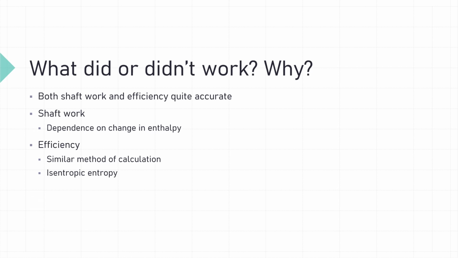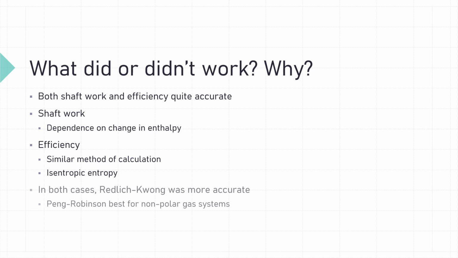In terms of efficiency, again, there was a similar method of calculation. This time, the calculation for the efficiency relied on the isentropic entropy for both of the calculations in the report and what we did. However, in both cases, we saw that the Redlich-Kwong equation of state gave slightly more accurate answers, and that the percent error was slightly lower than for the Peng-Robinson, and we attribute this to the Peng-Robinson being specifically developed for natural gas systems in which the molecules within these systems are non-polar. And since steam is the focus of our system and the water molecules in steam are polar, we think that this may be the cause of these slight inaccuracies.